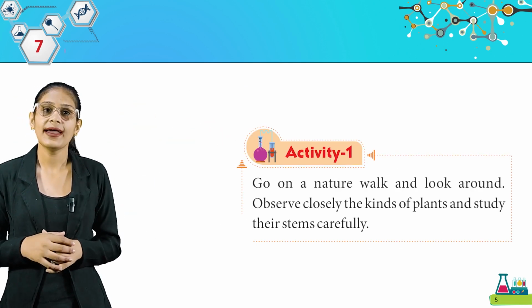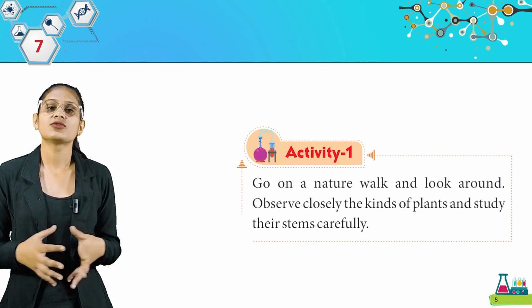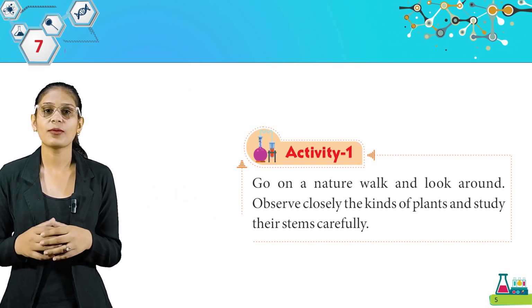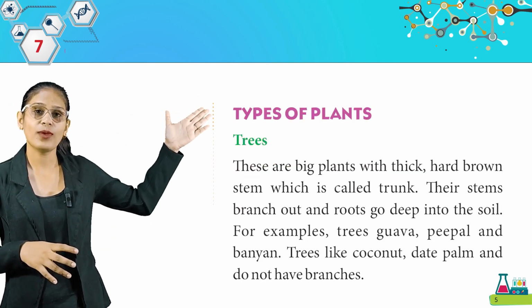Okay students, now activity 1. Go on a nature walk and look around. Observe closely the kinds of plants and study their stems carefully. That means students, आप बाहर जाओ, अपने आसपास plants को observe करो, उनके stems को observe करो, तो आपको कुछ अलग दिखाई देगा.